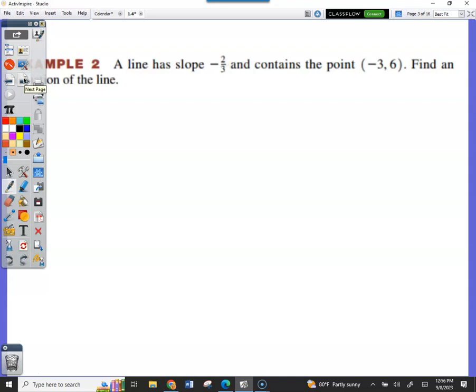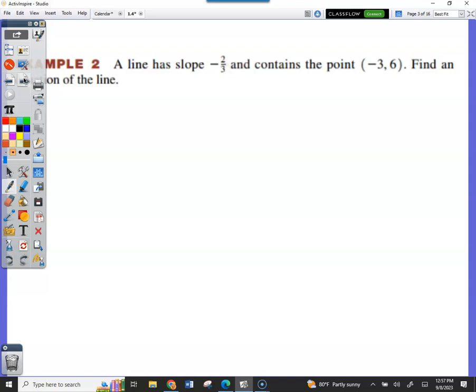You try it. Or you start it at least. It's a little different. What is the difference? They're not giving you what? The y-intercept. Instead, they're giving you what? A point on the line.